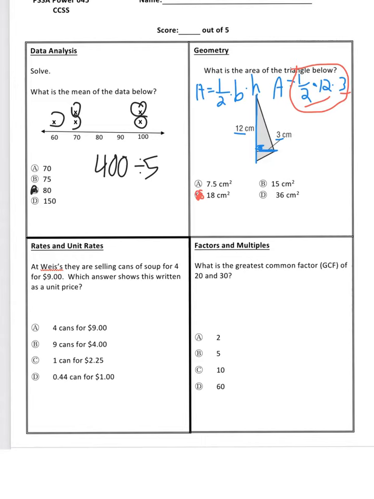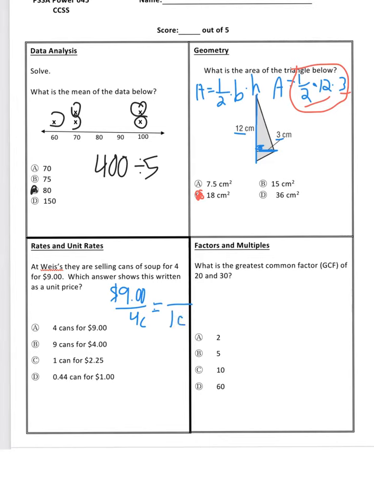All right, next we're down to the third one. It says, at Wise's, they are selling cans of soup for 4 for $9. Which answer shows this written as a unit price? Remember, a unit price is the cost for one unit or thing. So I'm going to set this up by writing our initial rate as a fraction. Now, I always like to put money first, so I'm going to put the $9 on top for 4 cans. Now, if I'm getting a unit price, what number, Ashton, do I want here on the bottom? 1. Very good. So we want to find the price of 1 can.